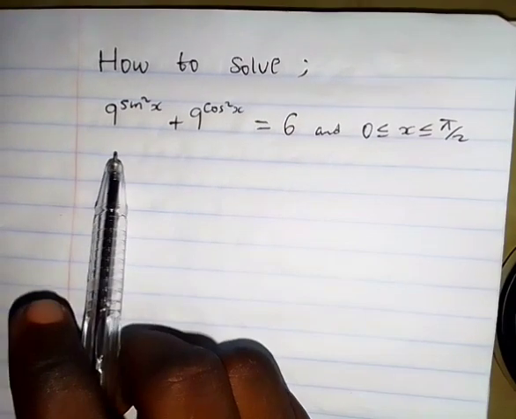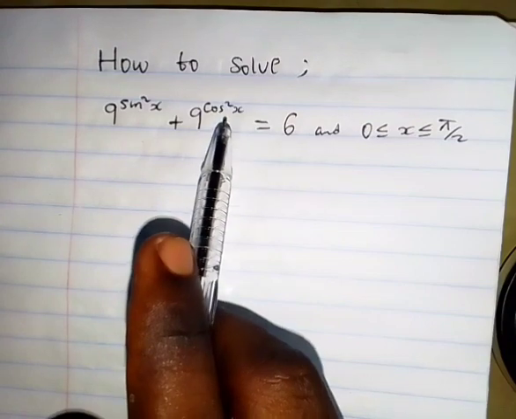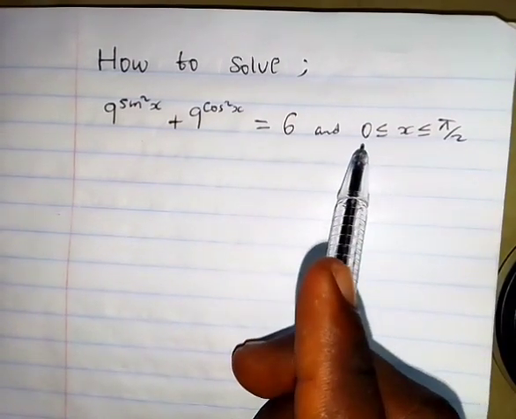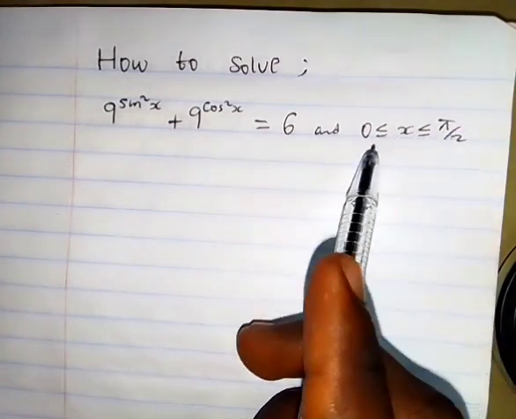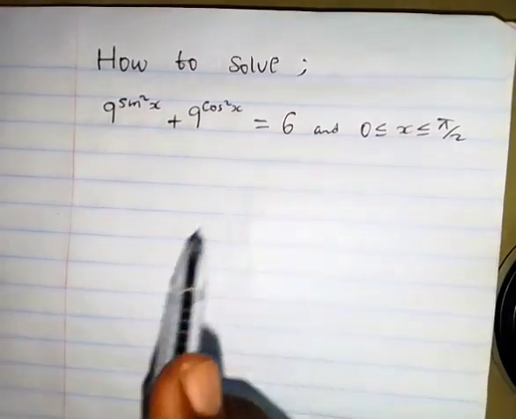How do we solve this trigonometric equation? We have 9 raised to the power sine squared x plus 9 raised to the power cos squared x equals 6, where x is the angle and bounded between 0 and pi over 2. This is 90 degrees and this is 0 degrees, but in radians we have 0 and pi over 2. Solution.